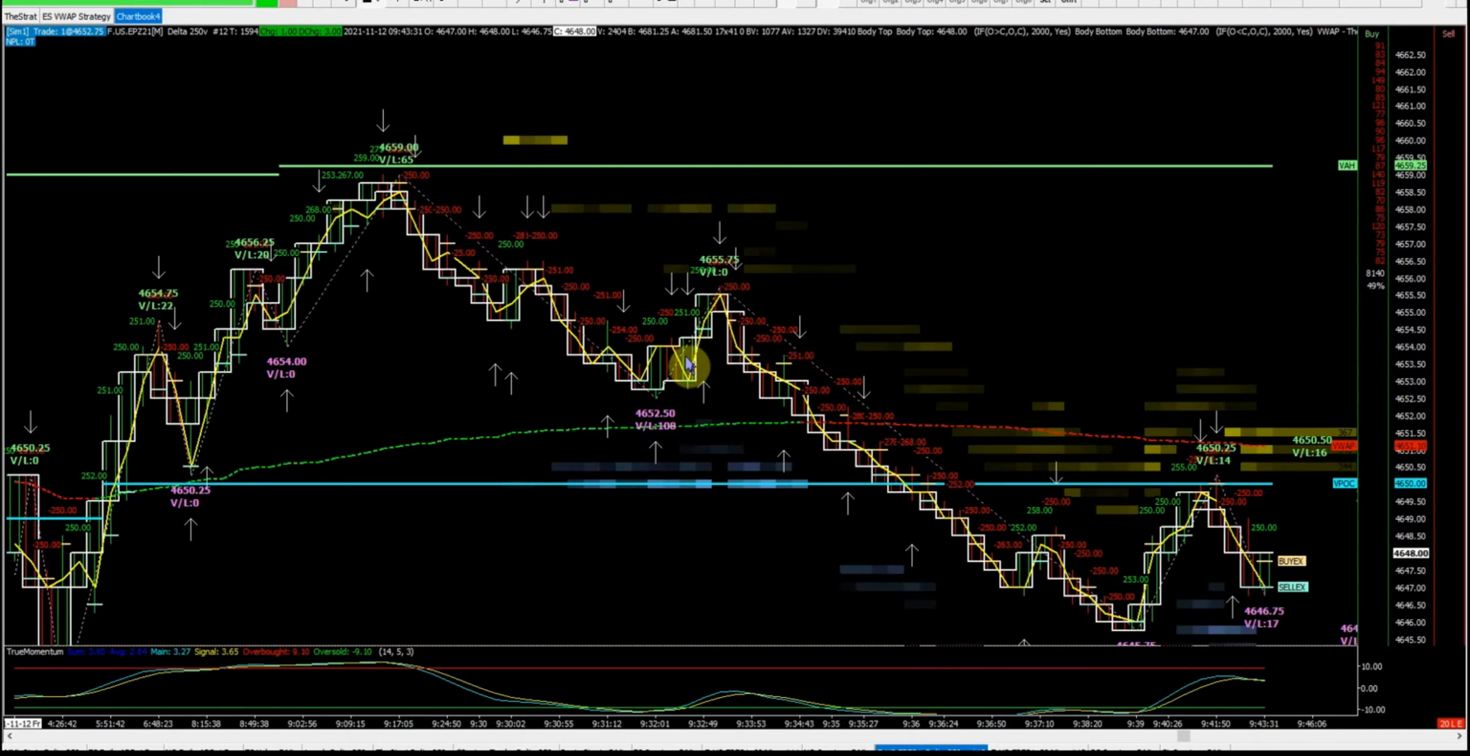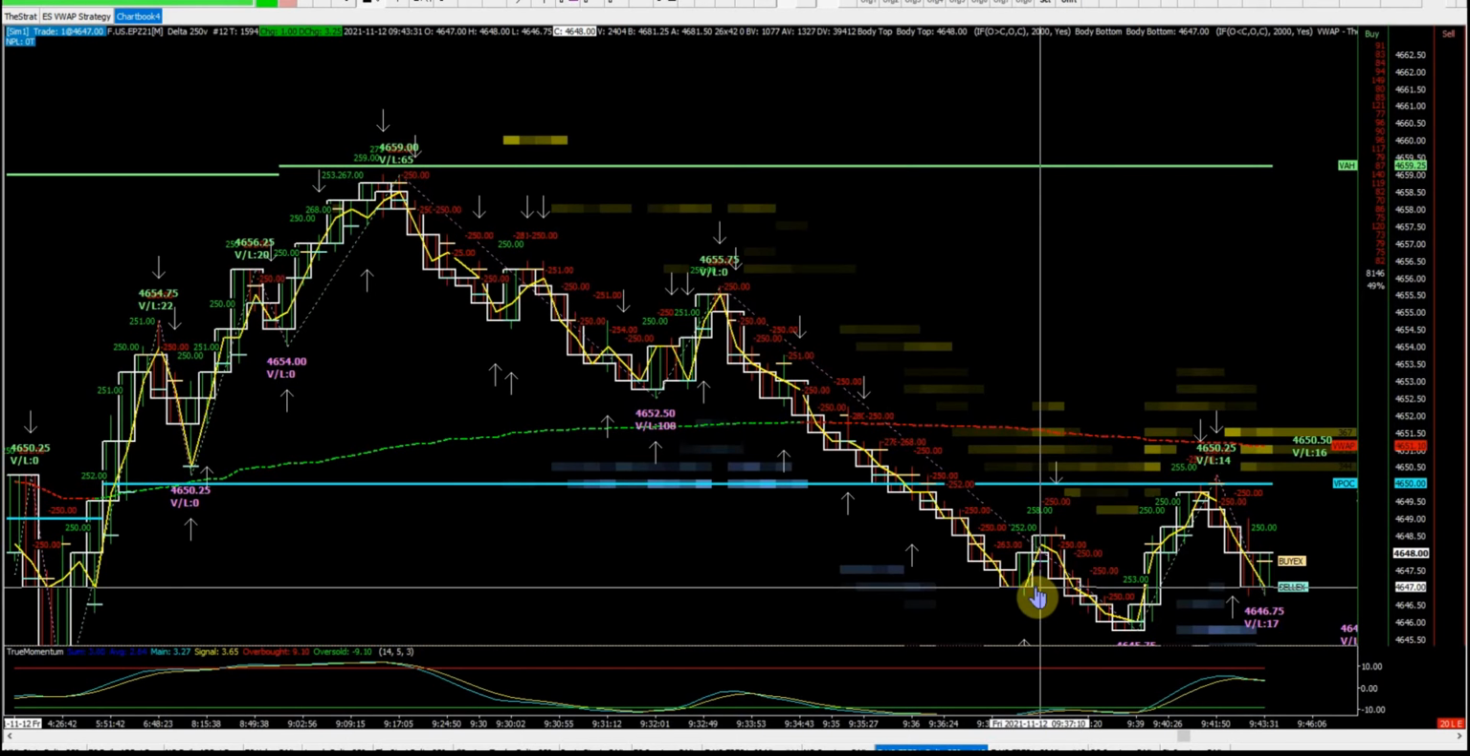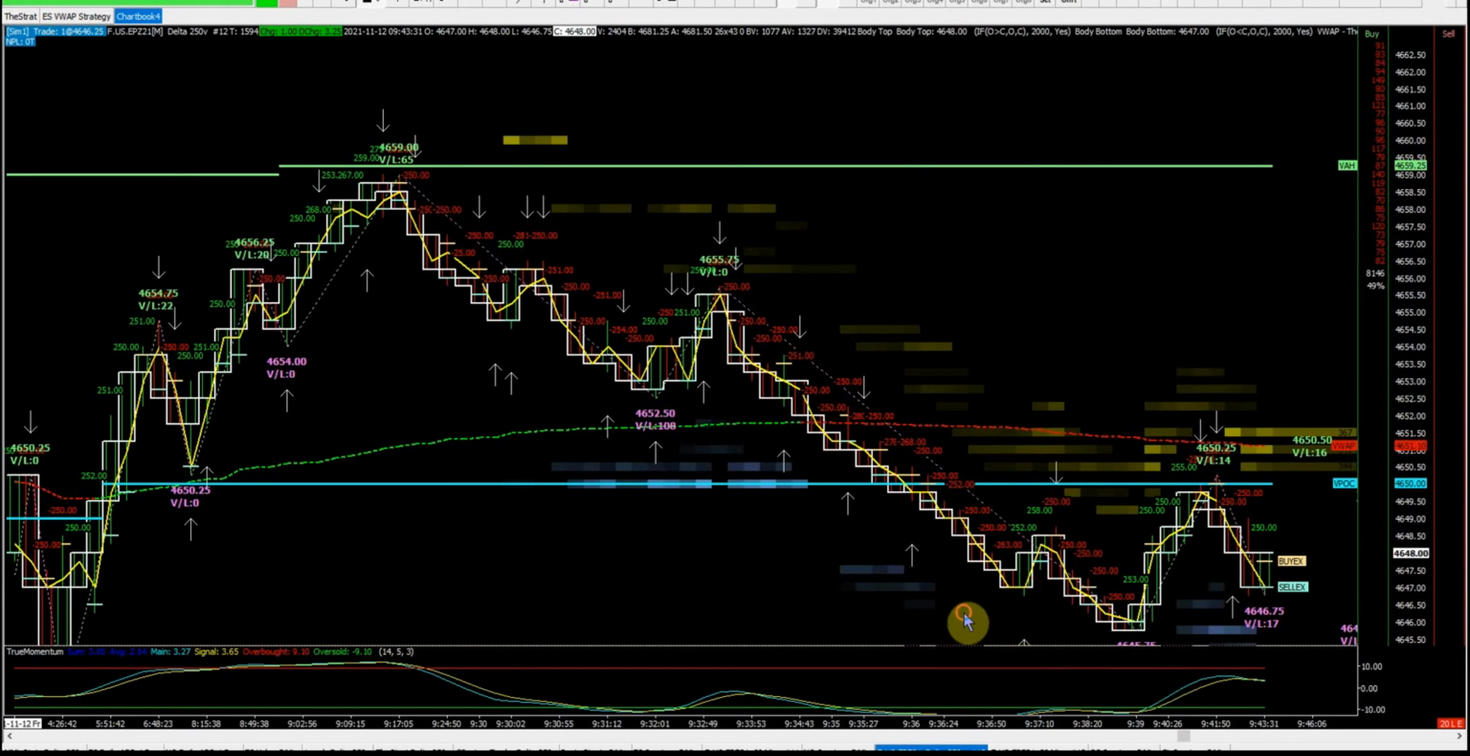Look at that VWAP coming down. VWAP's right up here. VWAP comes down. Okay, there's your first opportunity to say, okay, are we done with the short, right?